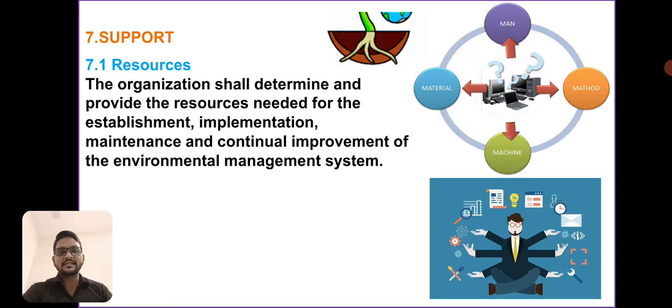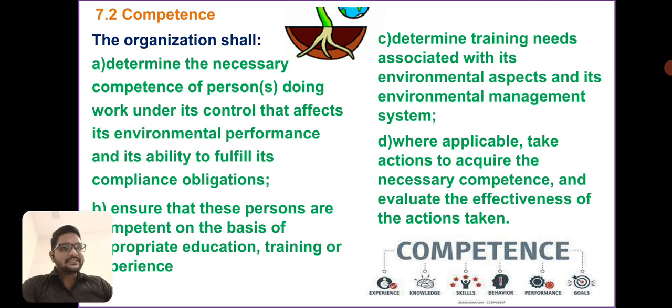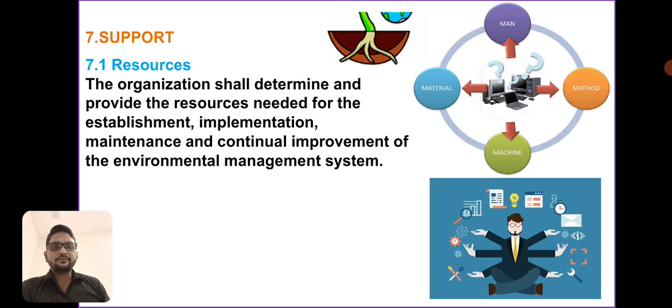Now the next clause is support. The seventh clause is support. In support, there is a subclause that is resources, 7.1. The organization shall determine and provide the resources needed for the establishment, implementation, maintenance, and continual improvement of the environmental management system. Support means resources: what resources are needed for the EMS, we need to provide. That means the organization, or top management, needs to provide them. Now next is competence.